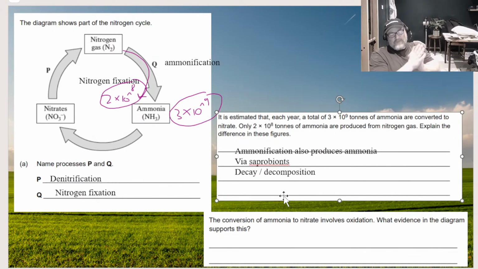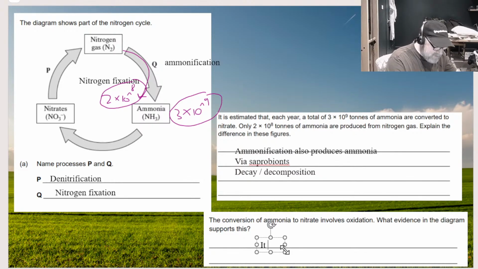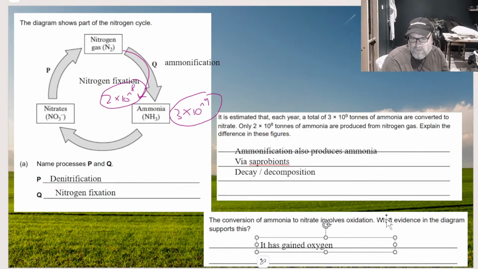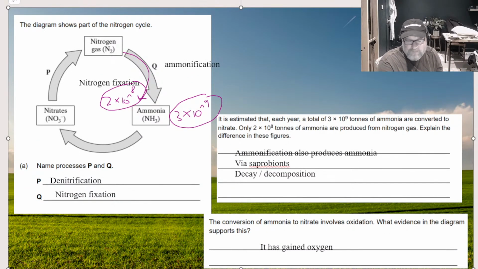The conversion of ammonia to nitrates, says here, involves oxidation. What is the evidence in the diagram for this? So we could talk about the fact that there's oxygen on there. That's evidence that it's oxidation. Oxygen atoms have joined to the nitrogen. Or, if you knew about oxidation states, you could say the nitrogen's gone from +3 to +5. But as a biologist, I would just stick to saying the nitrogen has gained oxygen, going from NH3 to NO3.